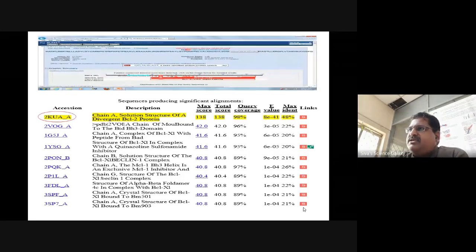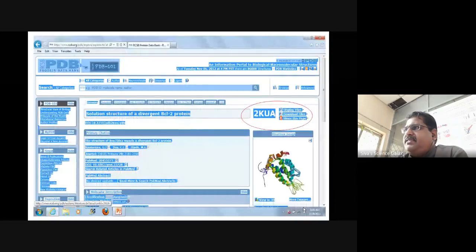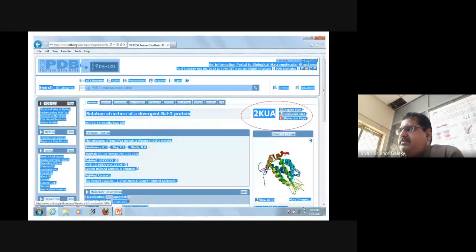So now what is the template? 2KUA, that is the PDB ID. So the template is selected. I hope now you understood how to identify the template. Okay. Now go to the PDB database and download the template structure, the atomic file, 2KUA. That is the template file. I have circled it in red.